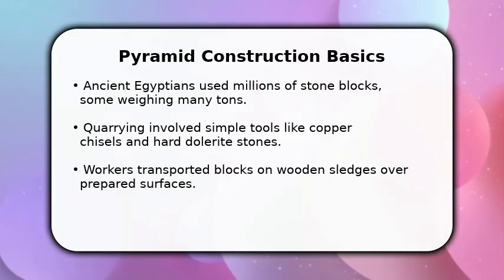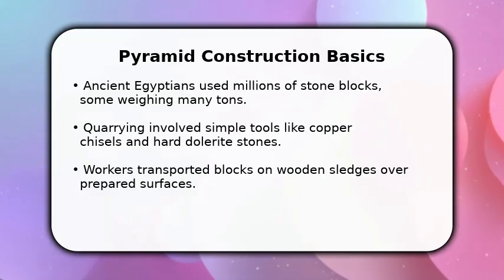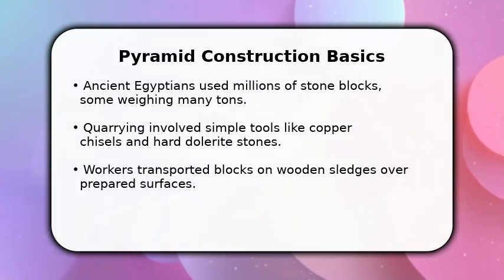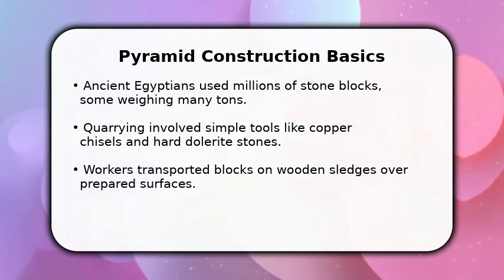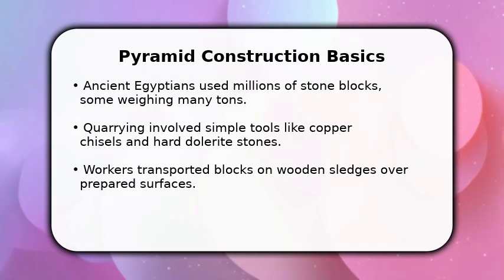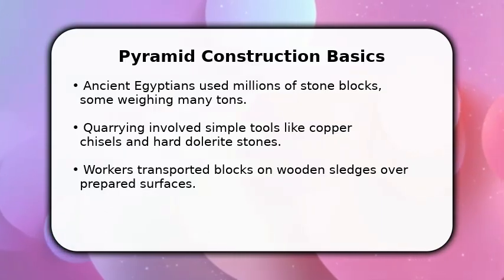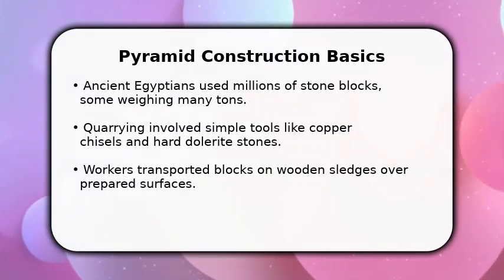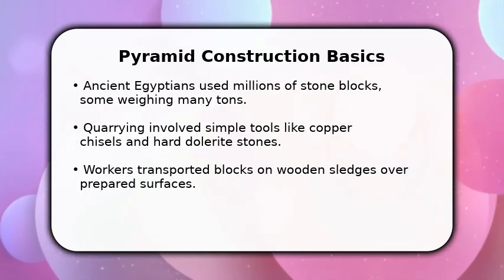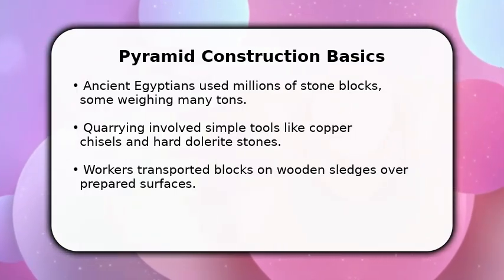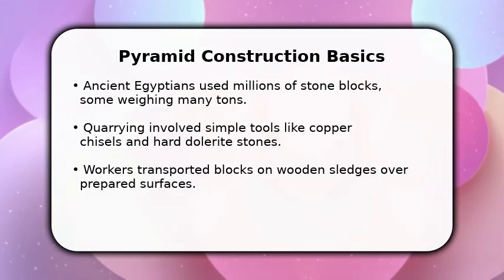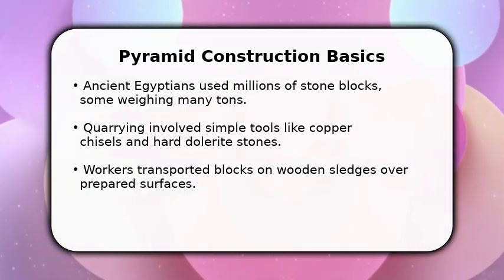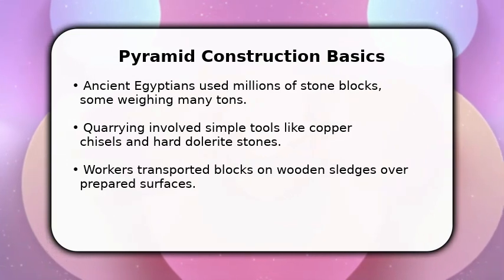In this video, I will explain how ancient Egypt built the pyramids. First, understand that construction began with quarrying massive stone blocks, often weighing several tons. Workers used basic tools like copper chisels and dolerite pounding stones to extract limestone and granite. These raw materials were then prepared for transport from quarries, sometimes miles away, to the construction site. This initial phase required immense manual labor and careful planning.